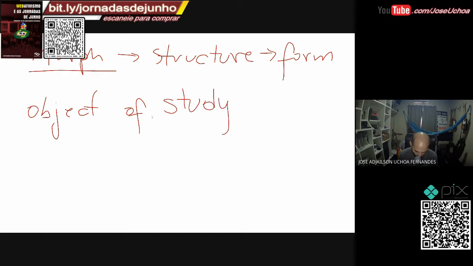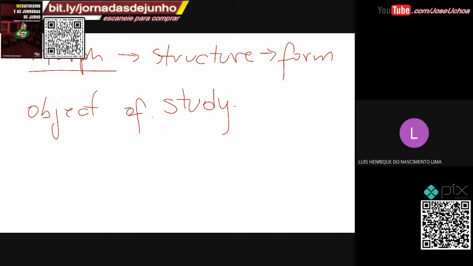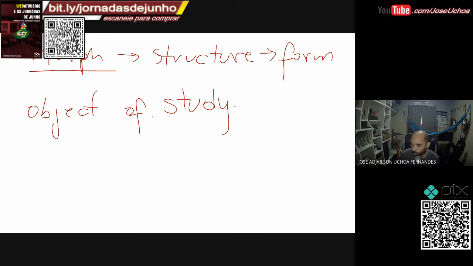What's the object of study, for example, of botanics? Let's go to the hard sciences. What's the object of study of botanics? Plants. The plants, yeah. What's the object of study of classic mechanics in physics?